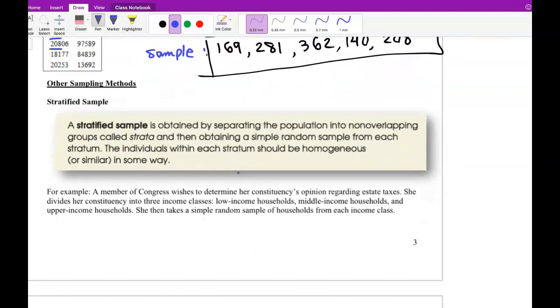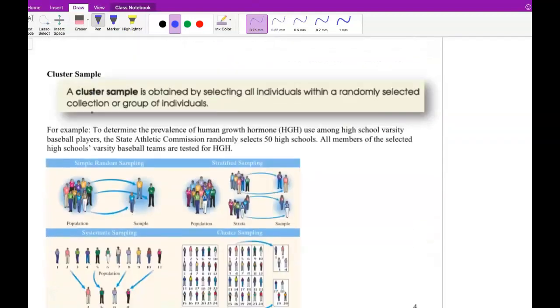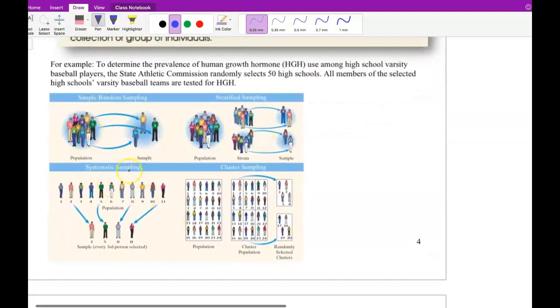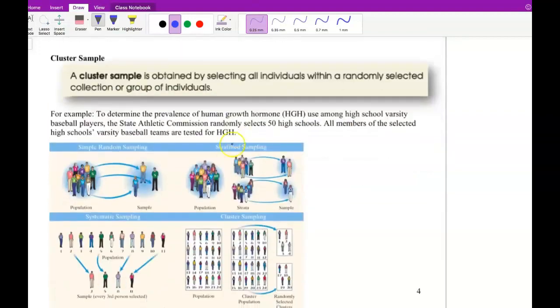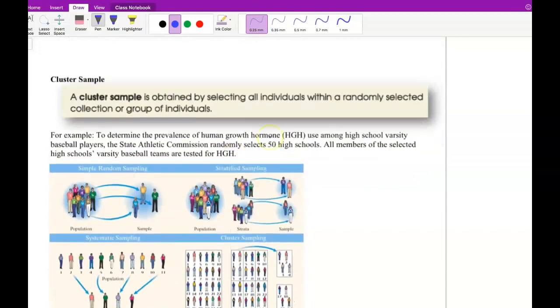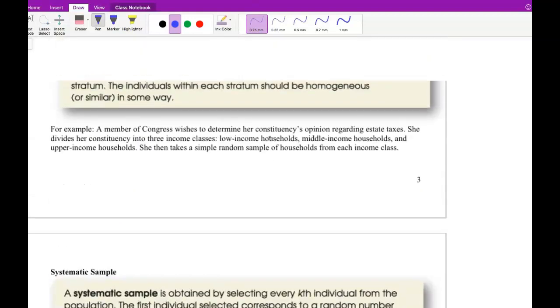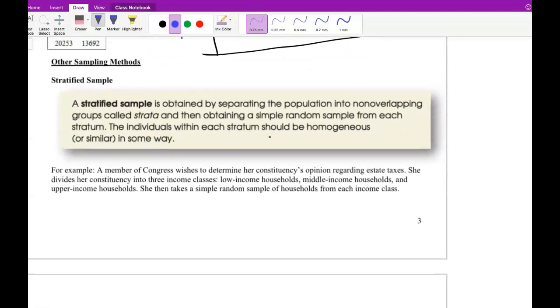Okay. Here we have another method, which is stratified sample. On the next page, here we have all these: systematic sampling, cluster sampling, and here on top, simple random sample that we already did. And right on that page, I'm going to work on stratified sampling.